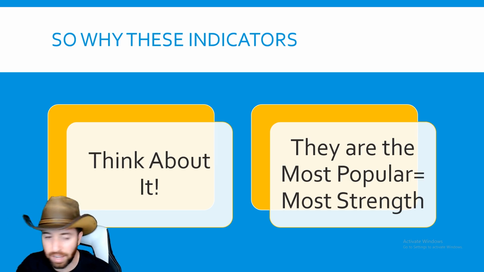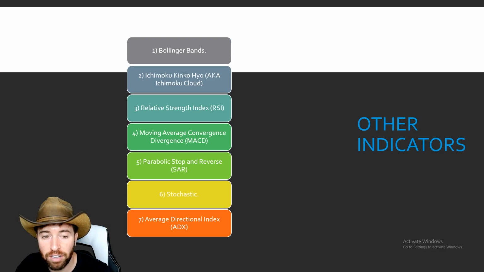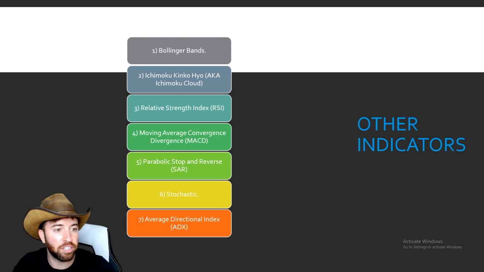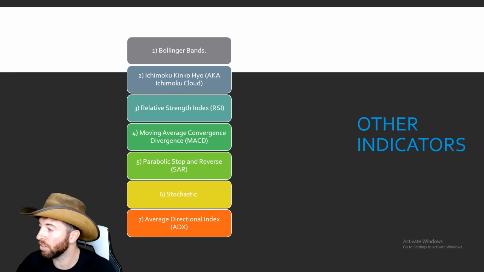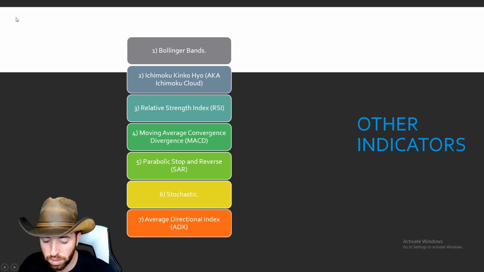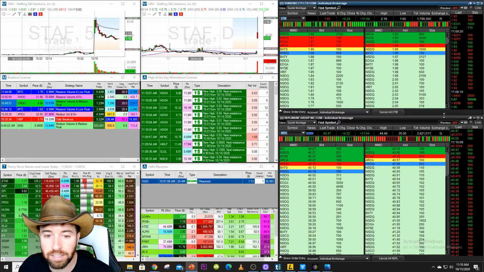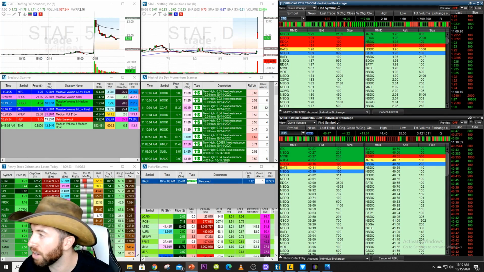Now, some other very popular indicators that you can go check out: Bollinger Bands, Ichimoku clouds, relative strength index, moving averages, the MACD, parabolic stop and reverse, stochastics, and average directional index. These are other very popular indicators that you can definitely test and work with. Go see which ones you like. Add them, of course, on your scanners. Go ahead and add them.